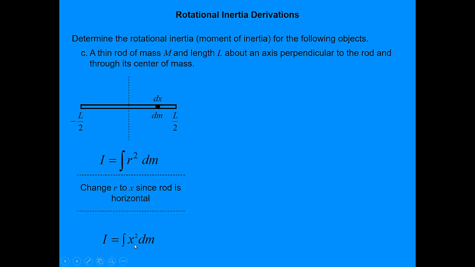So we have a problem because we have a function where x is going to be the variable, but we're integrating with respect to a different variable, the mass. We can't do that. So we're going to have to do something called a change of variable. And to do that, we're going to use a quantity that might seem a little familiar because we used it back in the center of mass proof.